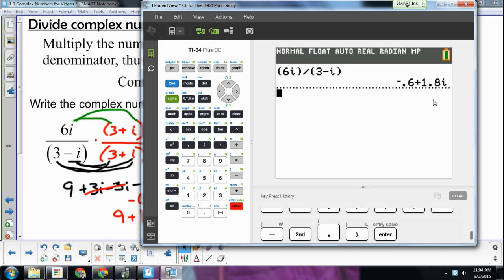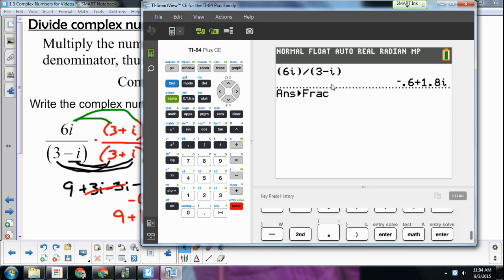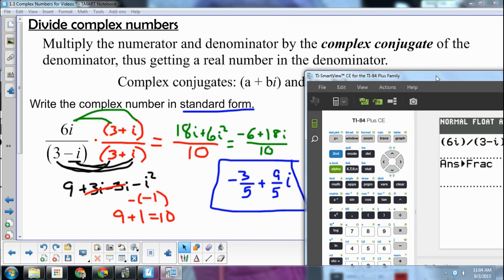Now this gives me a decimal. I don't want decimal answers. We don't like that, but we can change decimals to fractions with our calculator by hitting the math key. First option is change to a fraction, so I'll hit enter to choose that option. Changes the previous answer right here to a fraction. Hit enter, and we end up with negative 3/5 plus 9/5 i. The exact same answer we got doing it by hand.